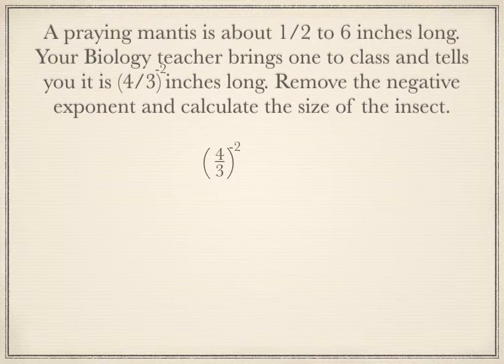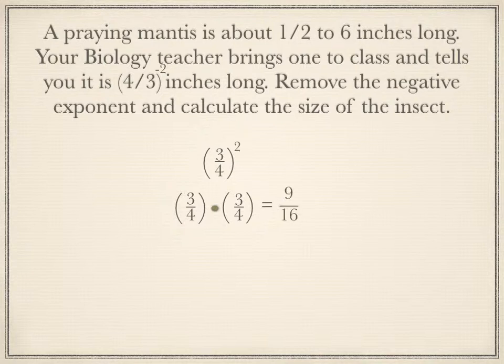So the first thing we want to do is get rid of that negative. In order to get rid of that negative, we flip the numerator and the denominator, or we take the reciprocal. So that means the 3 is going to move to the numerator, the 4 is going to move to the denominator, and when we do that, the negative drops out. So now we have (3/4) to the second. Remember, to the second power just means 3/4 times 3/4. And then we multiply fractions straight across, so 3 times 3 is 9, 4 times 4 is 16.